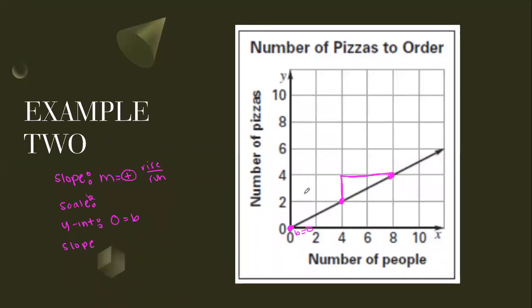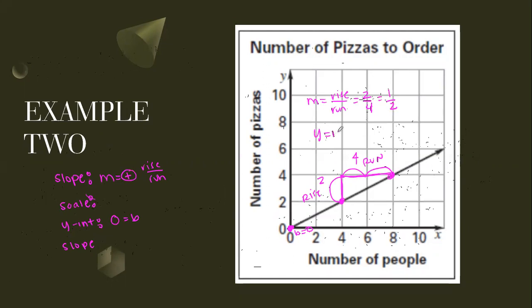All right, so I'm gonna figure out my rise over my run. I'm rising 2 and I'm running 2, 4. So my rise over run is 2 over 4, which reduces into 1/2.